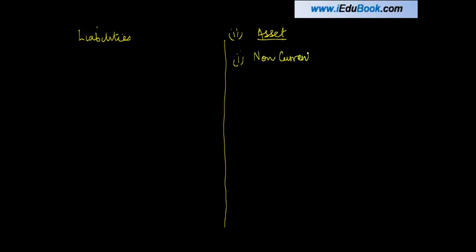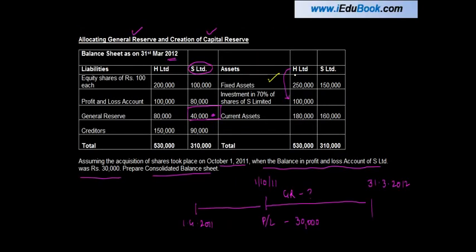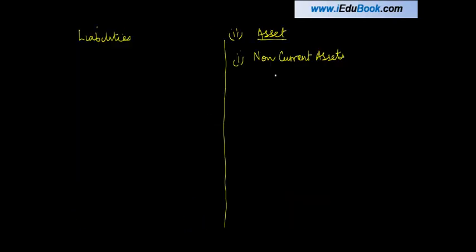Non-current assets. What do we have here? 2,50,000 and 1,50,000. Fixed assets are not current assets. So non-current assets will basically comprise of fixed assets of 2,50,000, and these fixed assets are of H Limited, and S Limited 1,50,000, 4 lakh, right? Please note that all this calculation has to go and sit in the schedules.